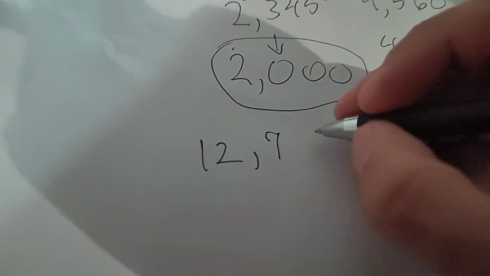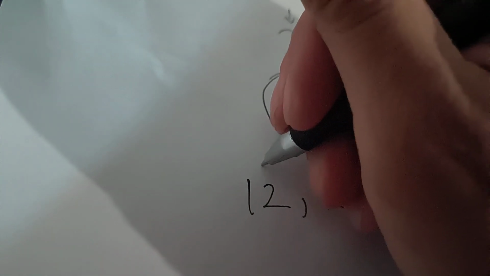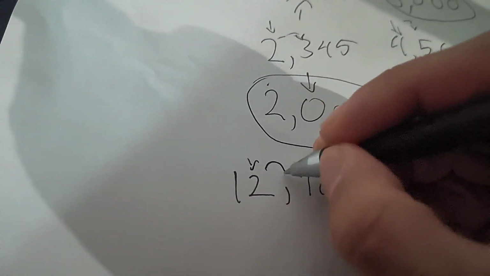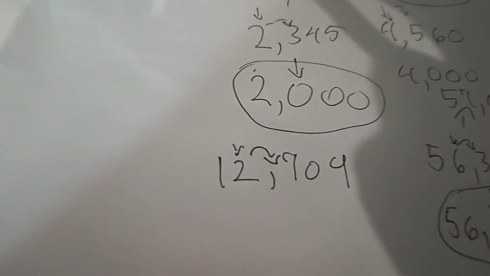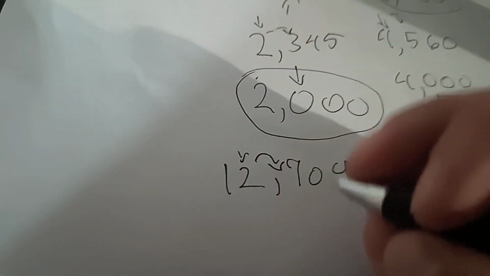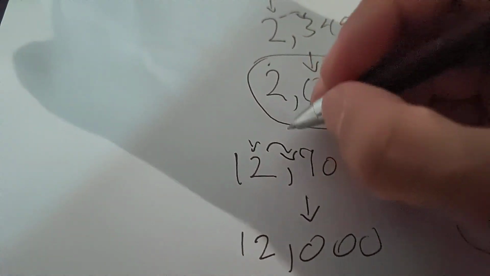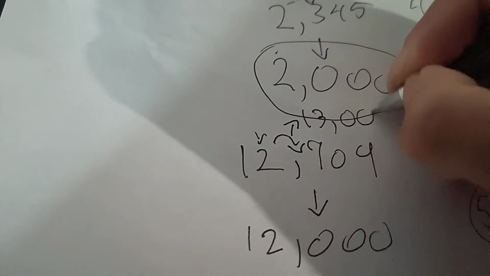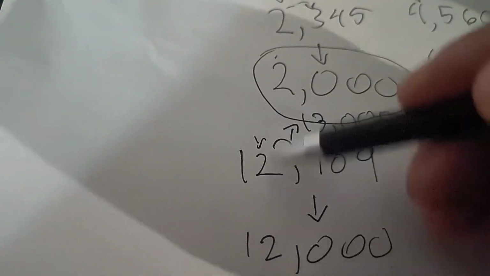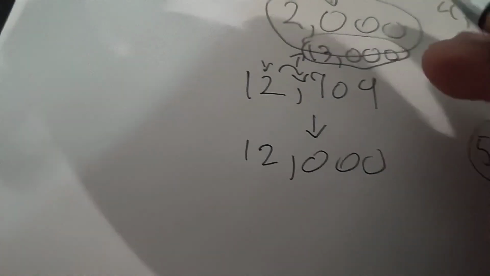Okay, what about if I give you 12,709? What is this rounded to the nearest thousand? Well, let's look at the thousands place value. Then let's look at the one before it, the hundreds place value, and we say, well, is that one 5 or higher, or is it 4 or lower? Or in other words, is it closer to 12,000, or is it closer to 13,000? If it's 5 or higher, then we round up. In this case, it's 5 or higher, so it's 13,000. It's closer to 13,000 than it is to 12,000.